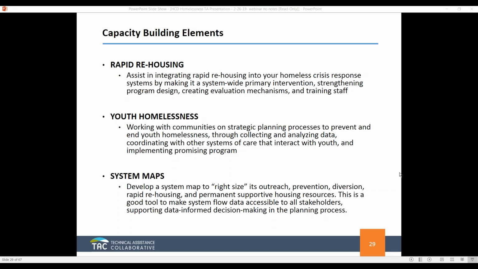And system maps are really the idea that we can help look at your system as a whole, right-size that system. If you have a really high number of unsheltered folks, and then you look at your sheltered beds and it's a very low utilization rate, there's probably something going on there. So really looking at the system as a whole and mapping it together. Next slide.